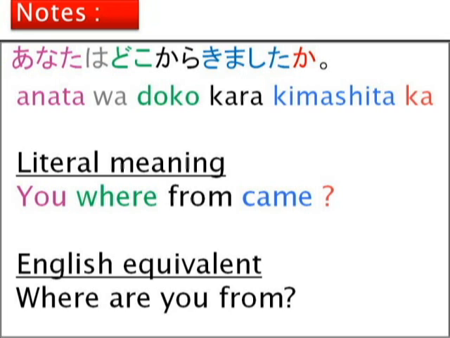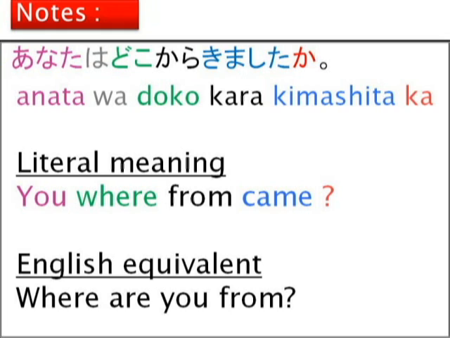Alright, now let's look at this expression word for word. あなた, you. は. Once again, this is a topic marking particle which doesn't have an English equivalent, but it's there to let us know what the topic of the sentence is by coming after it. Doko, where. から, from. 来ました, came.